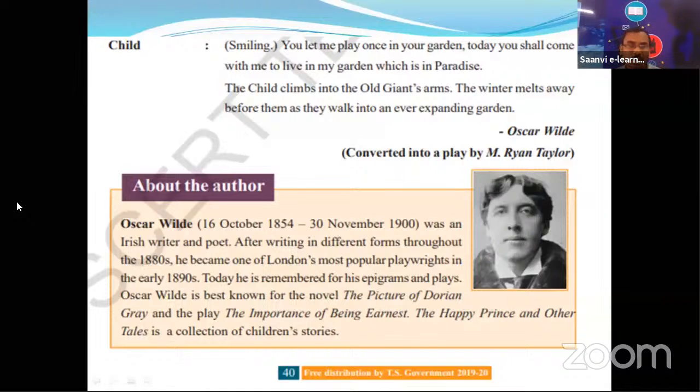So this part of the lesson that we have learned is written by a famous writer named Oscar Wilde. Keep this name in your mind, okay? And he is from Ireland. That is what you have to keep in your mind.